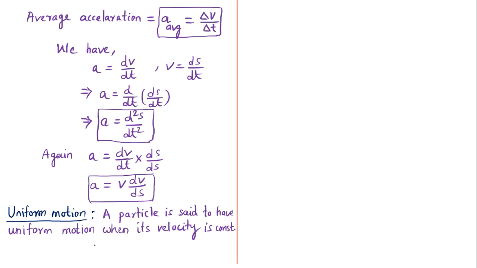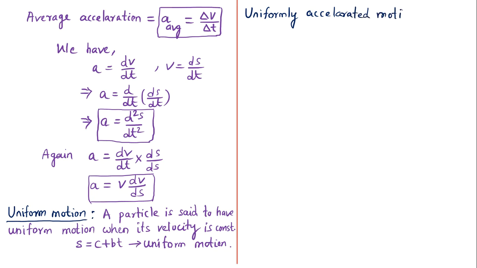Clear? And the previous example, s equals c plus bt, is an example of uniform motion, because I got the velocity equal to b, a constant. Okay. Another type of motion is uniformly accelerated motion.